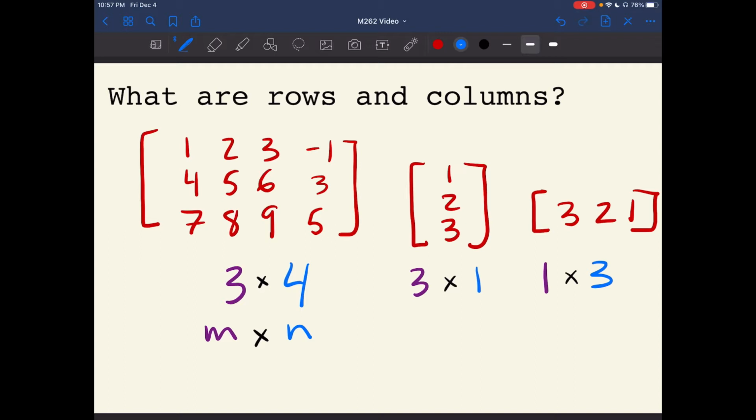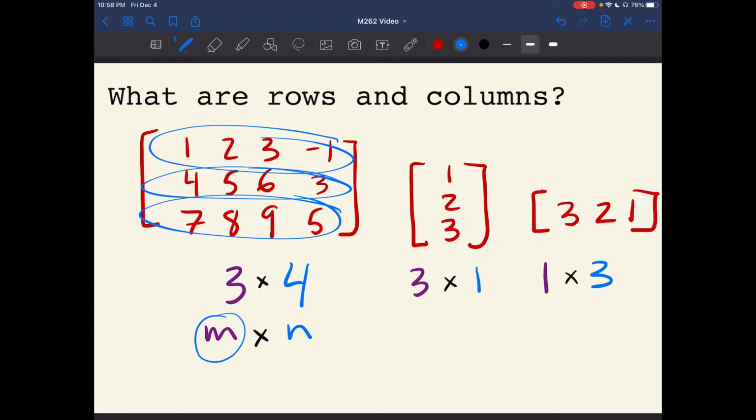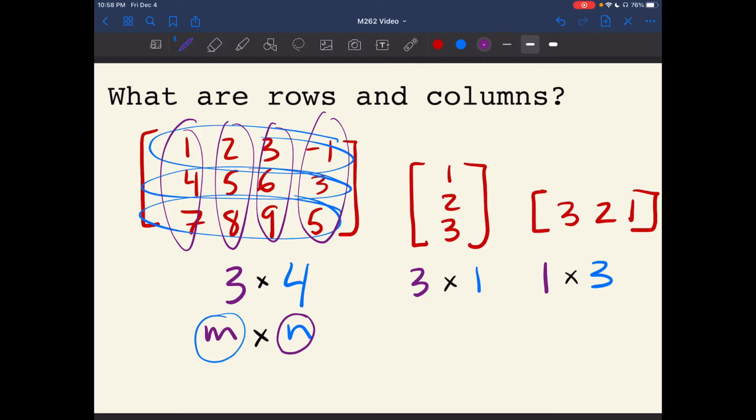So rows are usually represented by the letter M, and they're the number of lines that go horizontally. So here we have 1 row, 2 rows, 3 rows, and now columns are the number of lines that go vertically, which are represented by the letter N. So here we have 1, 2, 3, 4. So that makes our matrix a 3 by 4 matrix.